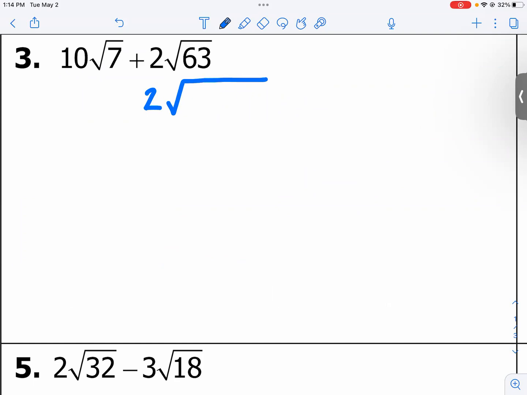Okay, Gavin, what do you think? Is there a perfect square that divides into 63? 9 times, conveniently 9 times 7. Do you see why that's convenient? Okay. I am hearing a lot of chit chatter.